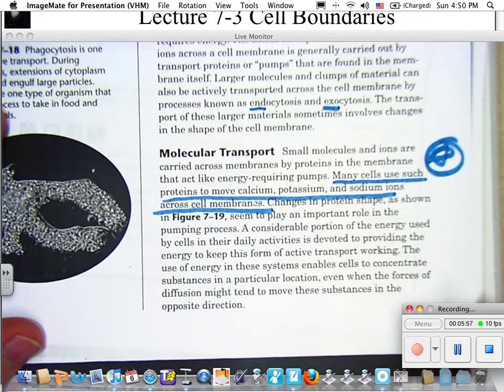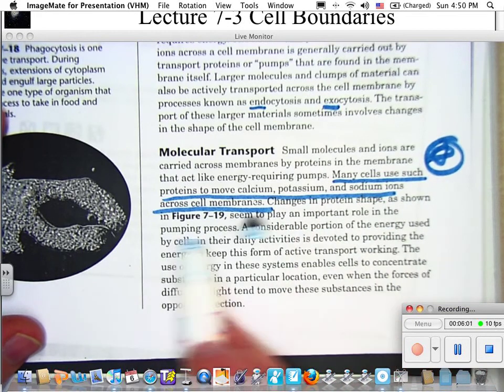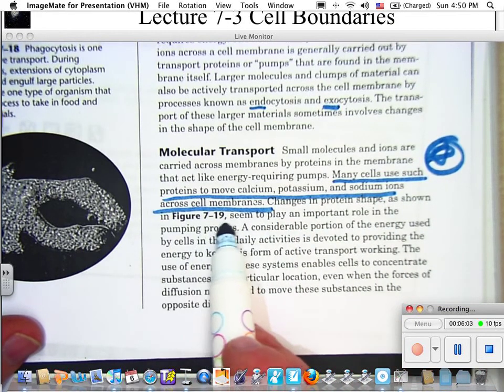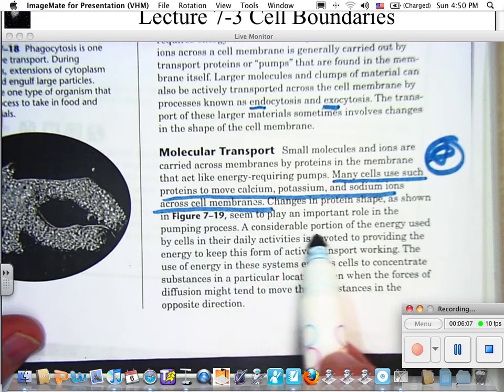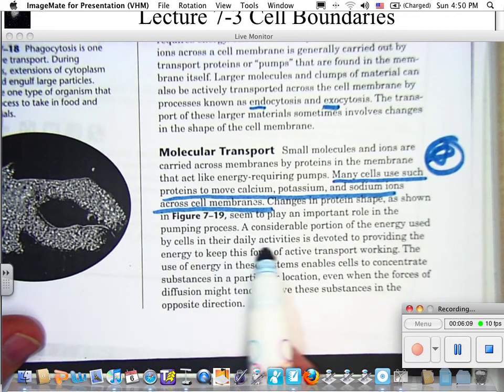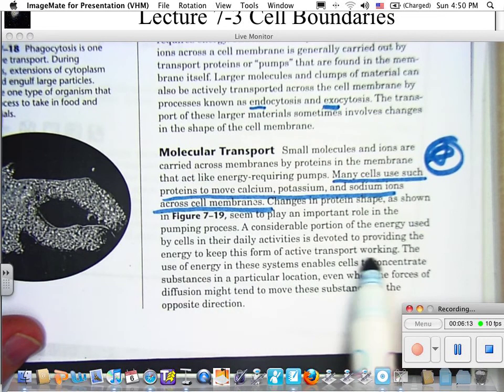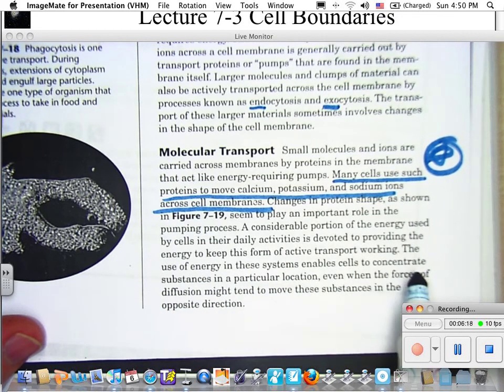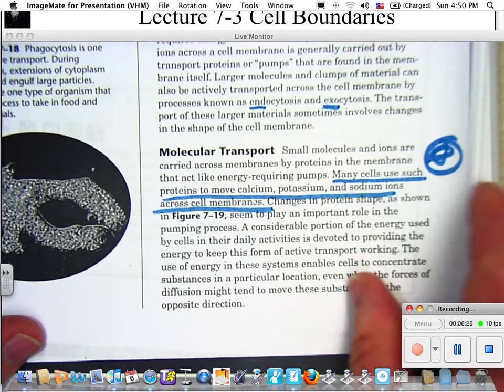Good quiz question. Changes in protein shape, as shown in figure 7-19, seem to play an important role in the pumping process. A considerable portion of the energy used by cells in their daily activity is devoted to keeping this form of active transport working. The use of energy in these systems enables cells to concentrate substances in a particular location, even when the forces of diffusion might tend to move these substances in the opposite direction.